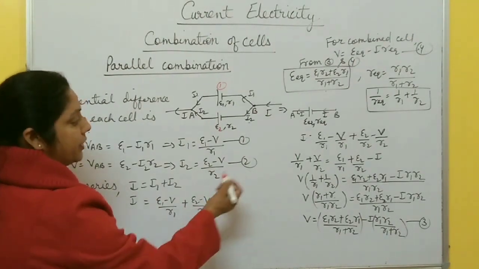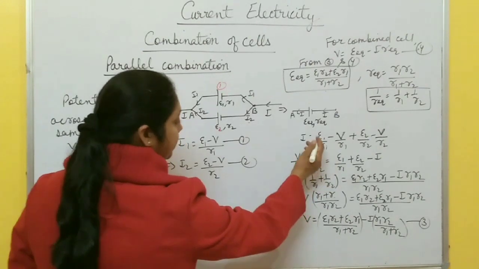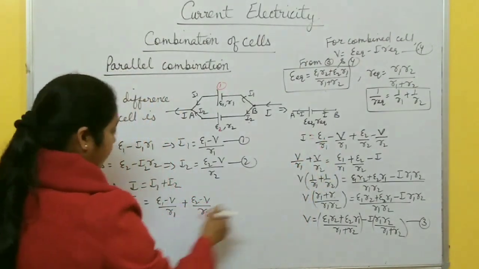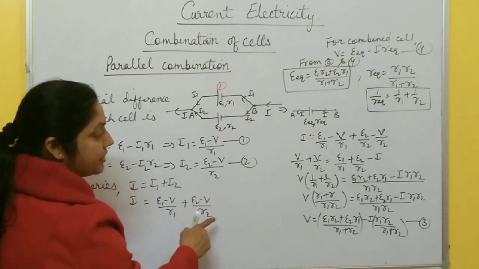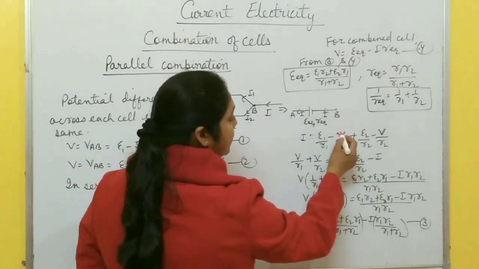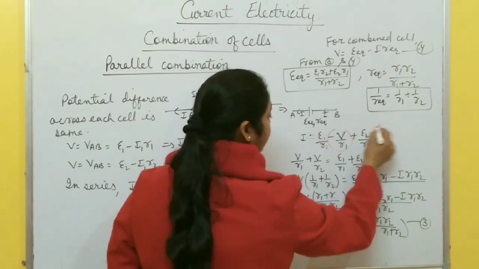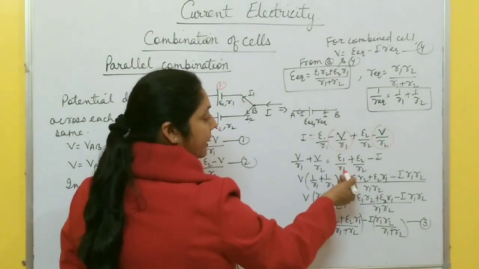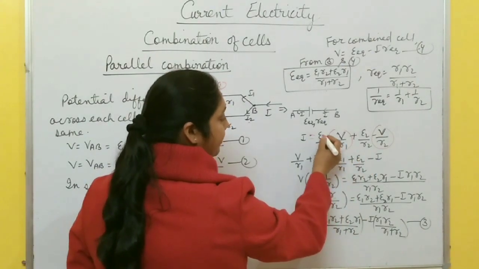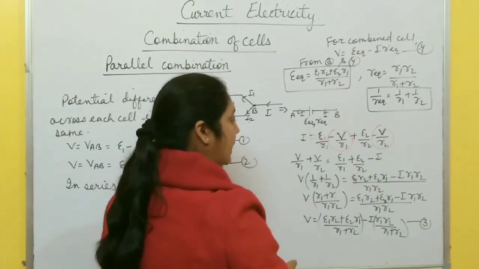Now you solve this one. This I is equal to what? E1 by R1 minus V by R1 plus E2 by R2 minus V by R2. You take these two terms, V and V, to the left side. So V by R1 plus V by R2 equals E1 by R1 plus E2 by R2 minus I.